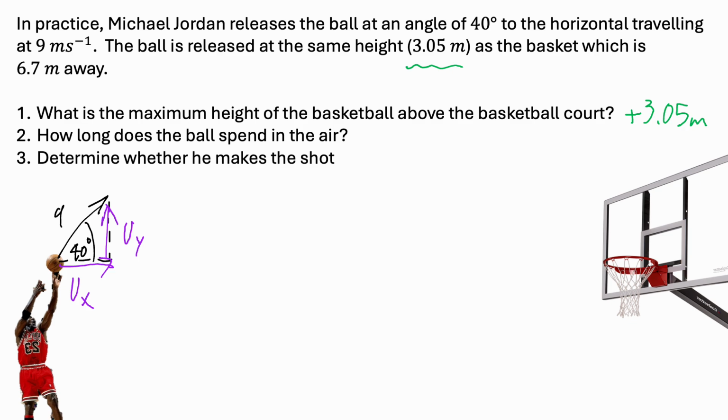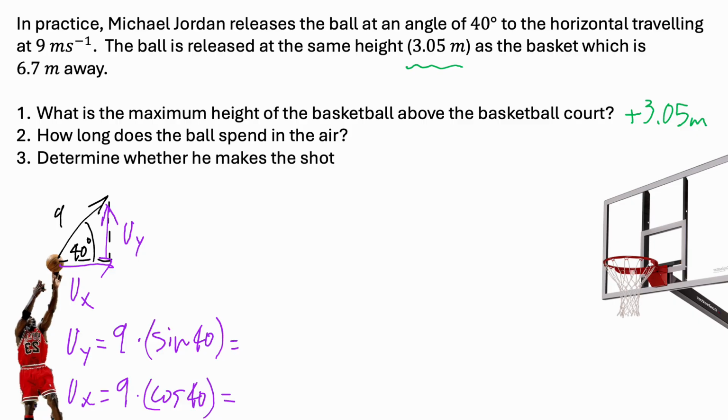So for uy, that's the opposite side of the right angle triangle, uy is going to be 9 meters per second multiplied by sine of 40, whereas ux is going to be 9 multiplied by cos of 40.